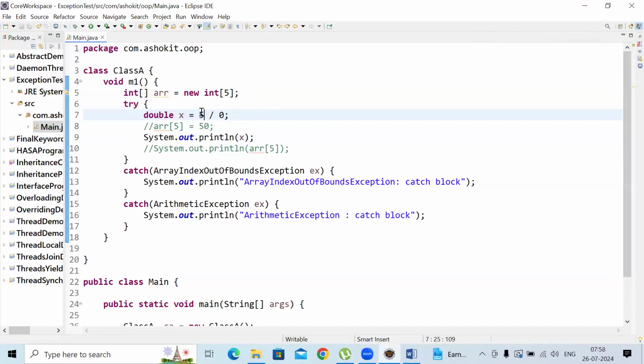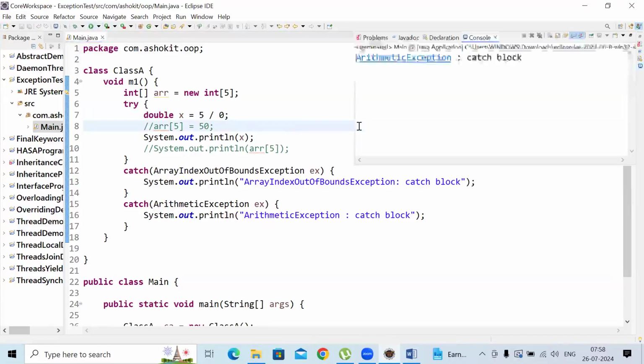If you look at 5 divided by 0, 5 is an integer value and 0 is also an integer value. When you divide an integer value by integer 0, what will you get? Arithmetic exception.